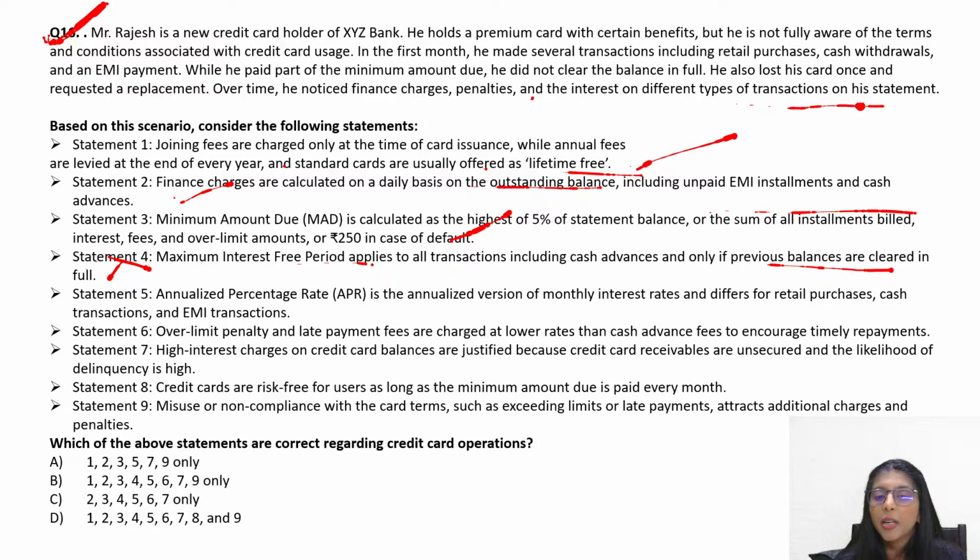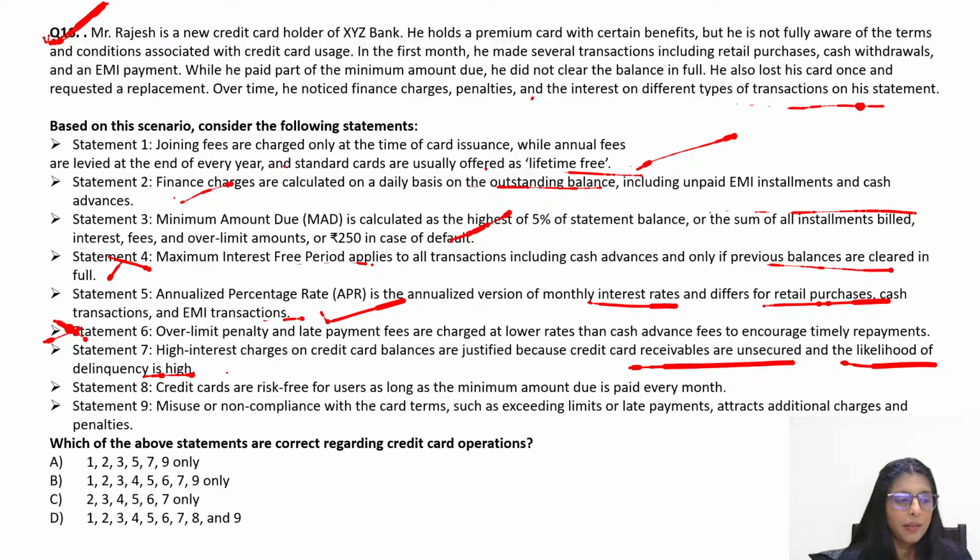Statement 5, annualized percentage rate is the annualized version of the monthly interest rate, and differs for retail purchase, cash transaction, and EMI transaction. It's correct. Statement 6, over limit penalty and late payment fees are charged at a lower rate than cash advance fees to encourage timely repayment. It's incorrect. Over limit and late payment fees are higher, not lower, than the cash advance fees. Statement 7, high interest charges on credit card balance are justified because credit card receivables are unsecured and the likelihood of delinquency is high.